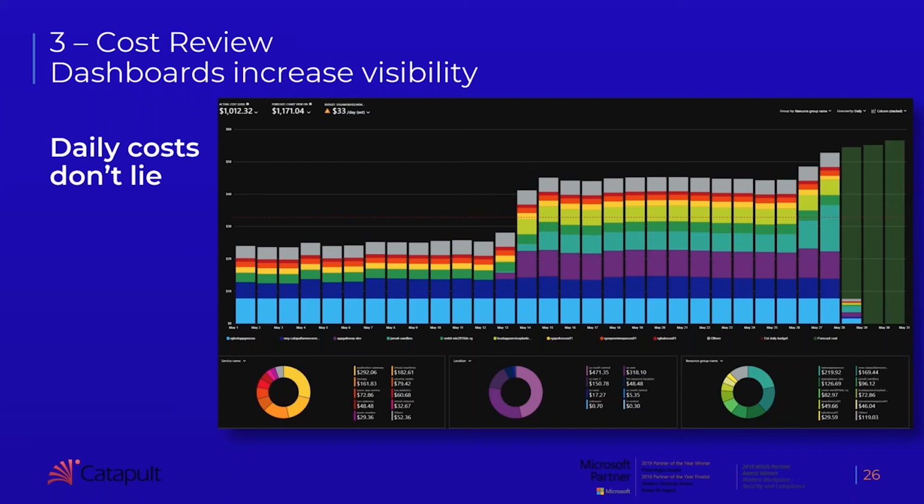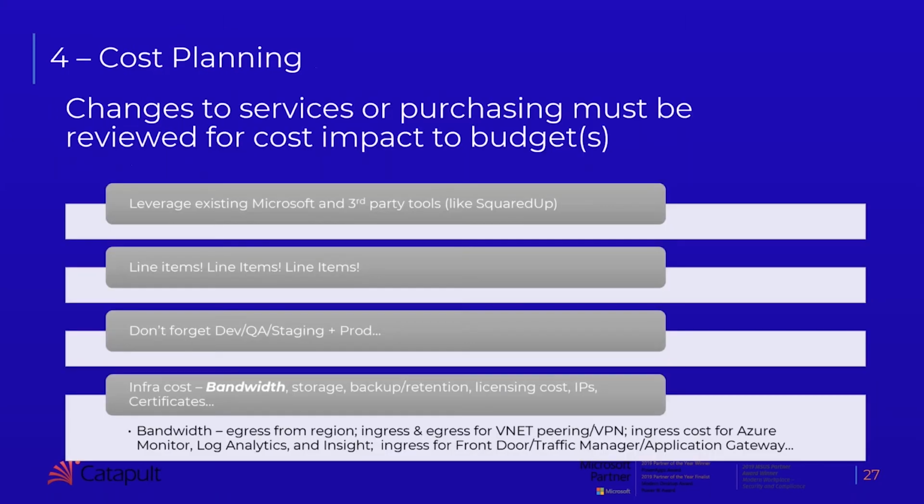That makes sense. All right, so we've gone through the first 3 items, and now the fourth one is our cost planning piece of this. So what happens within cost planning? What do we got here, man? All right, so it really comes down to changes to service or purchasing of new resources. You want to plan for that, right? It's kind of the same thing.